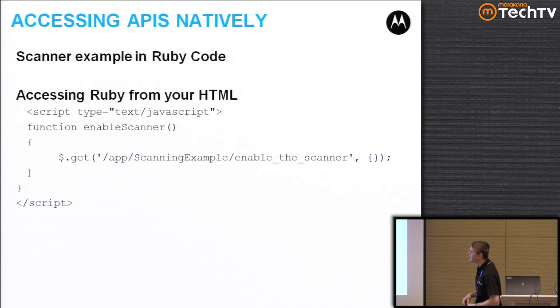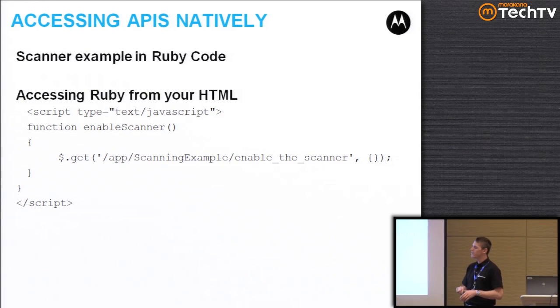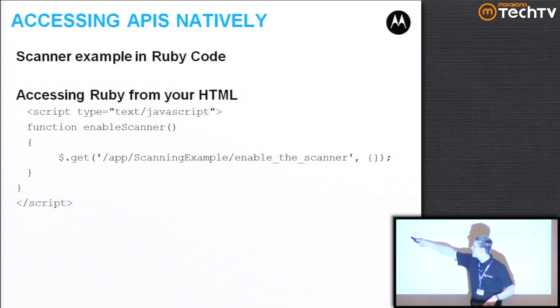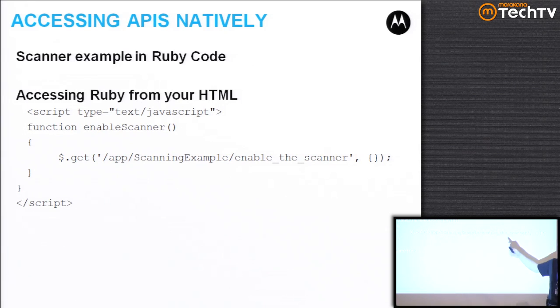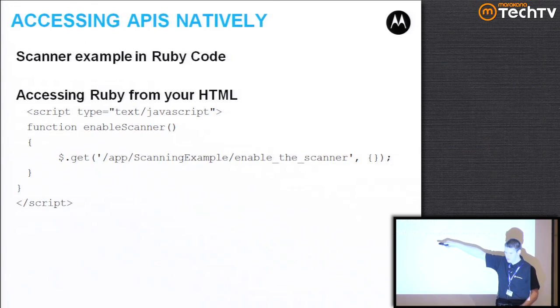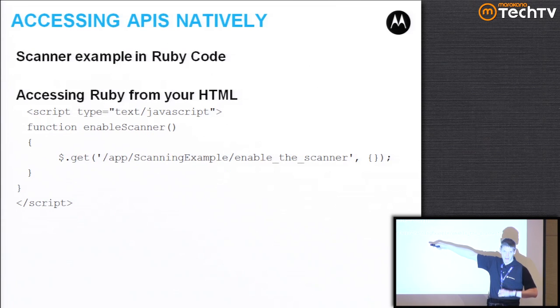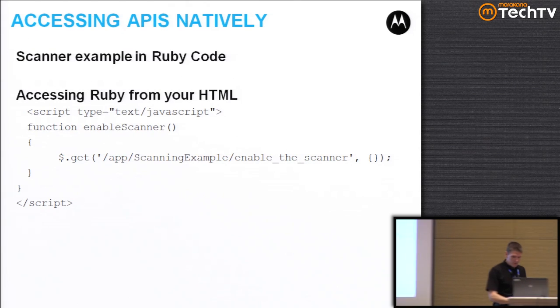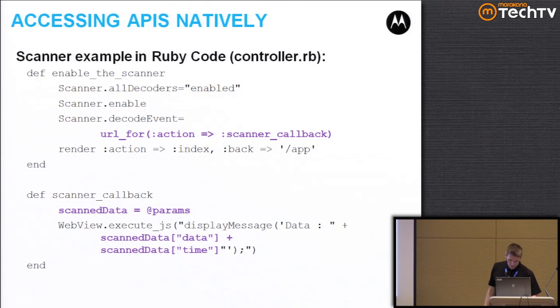But what about if we want to go the other way? So in our view, in our client that's not on the server, we have a JavaScript function, enable scanner. Now, we don't call scanner.enable. We want to tell our native application, enable the scanner. So the way we do that is to use this Ajax call here, $get, and the native application is called scanning example in the app directory in the hierarchy that, if you've been to any of the presentations yesterday, you would have seen. And enable the scanner, just for completeness from the previous slide, I use the same name here, def enable the scanner.